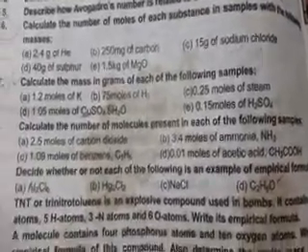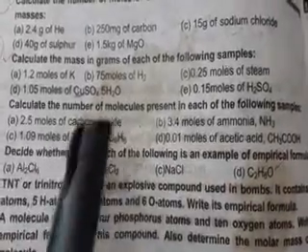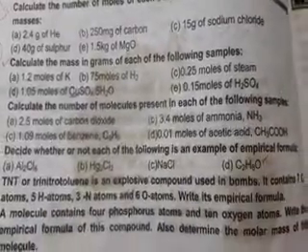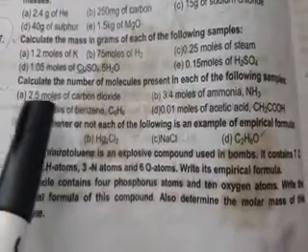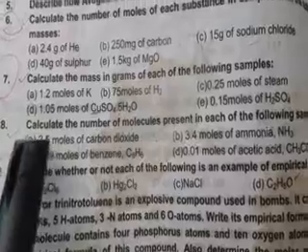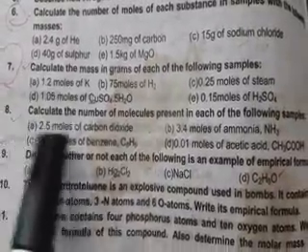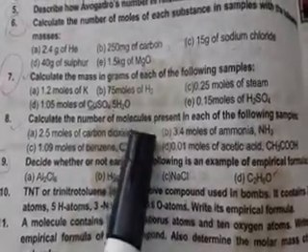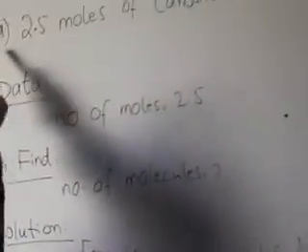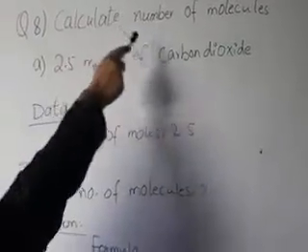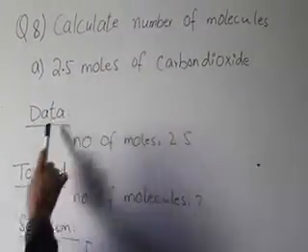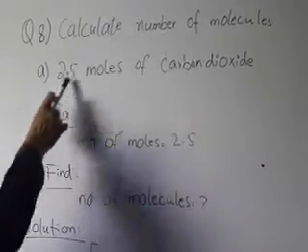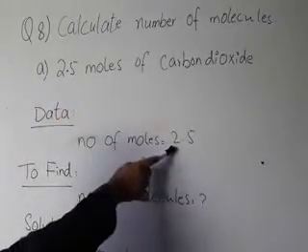Calculate the number of molecules present in each of the following samples. This question is comprised of 4 parts. We'll be solving only part A, just to reinforce your concept of the formula to find the number of particles. Part A asks you to calculate the number of molecules for 2.5 moles of carbon dioxide. The given information in the question is the number of moles, 2.5, and you are asked to find the number of molecules.